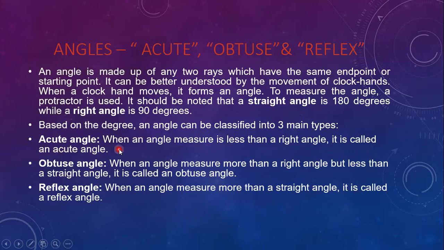That is acute angle. So when will this acute angle form? When an angle measure is less than a right angle, it is called an acute angle. So that means it should be less than 90 degrees. Then acute angle will be formed. So next, what do you mean by obtuse angle? When an angle measures more than a right angle but less than a straight angle, it is called an obtuse angle. So that means it should be greater than 90 degrees. So less than 90 degrees means acute angle. More than 90 degrees means obtuse angle.